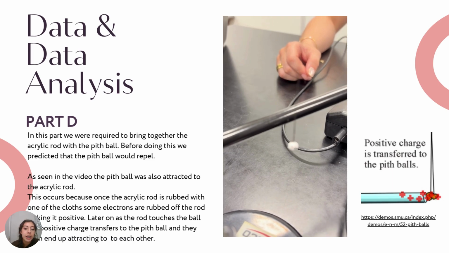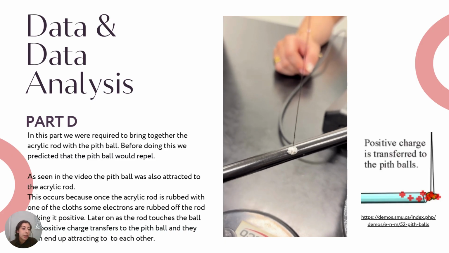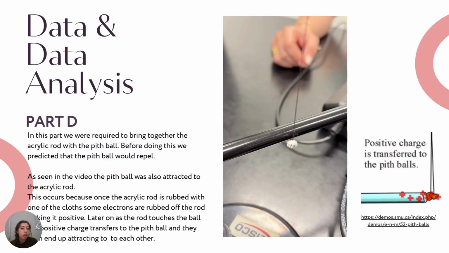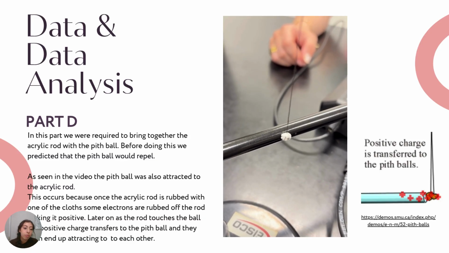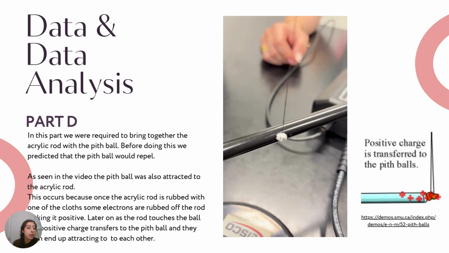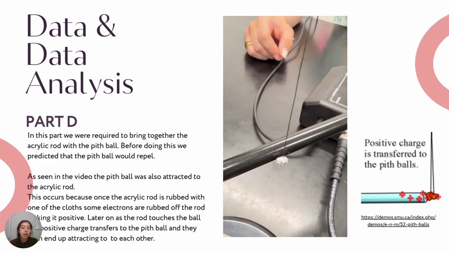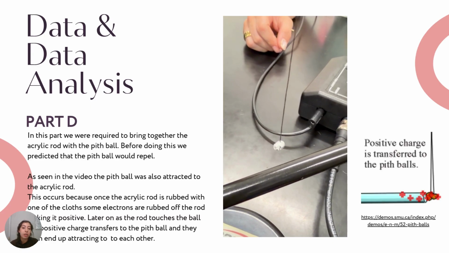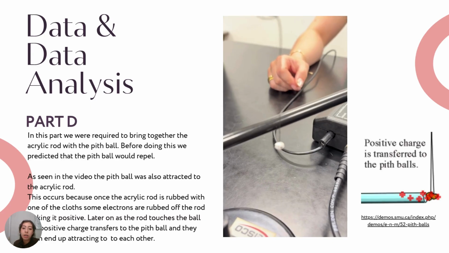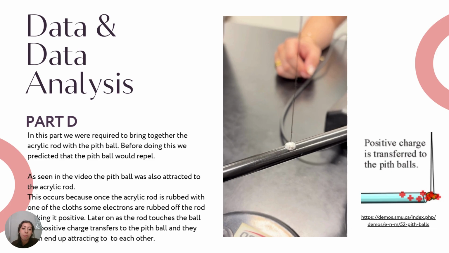So for part D, that's where we touched the pith ball with the charged rod. And we initially predicted repulsion as well. But in this case, we saw attraction. After researching this, we noticed that this probably happened because the charge was transferred from the rod to the ball, making both objects charged and causing them to stick together.